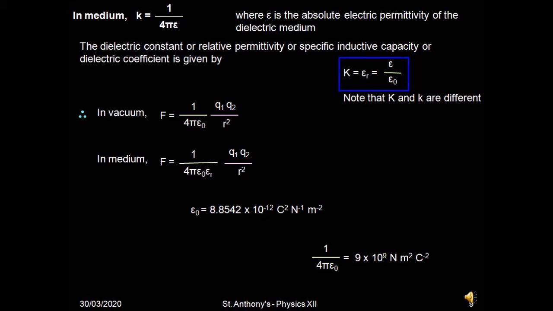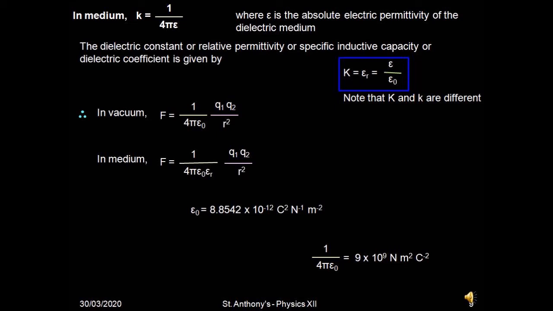Then the ratio of the permittivity of medium, that means epsilon, and permittivity of free space, that means epsilon 0, is called epsilon r. This is dielectric constant or relative permittivity. Relative because it is the ratio of the two. So epsilon r is relative permittivity, that means ratio of permittivity of medium to permittivity of free space. Sometimes we denote this epsilon r by capital K also. So note that the small k and capital K are different.